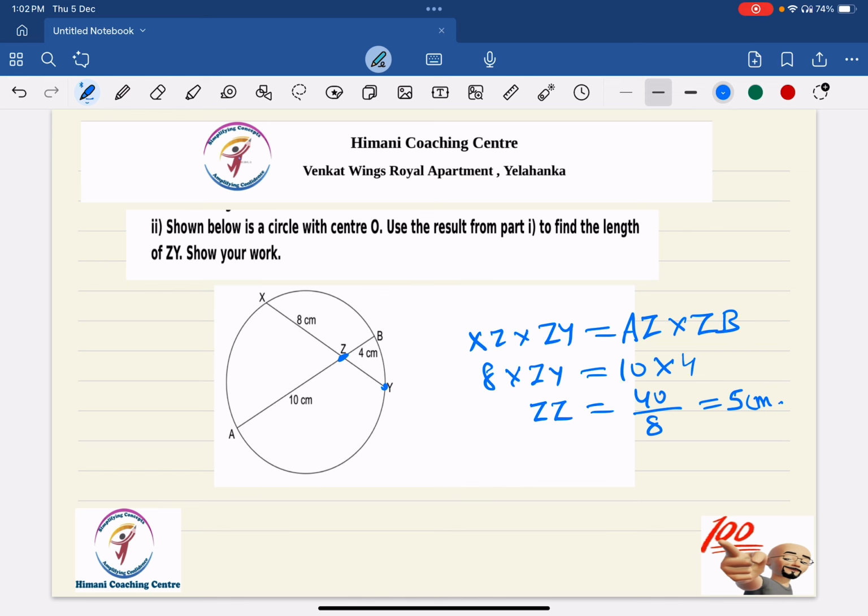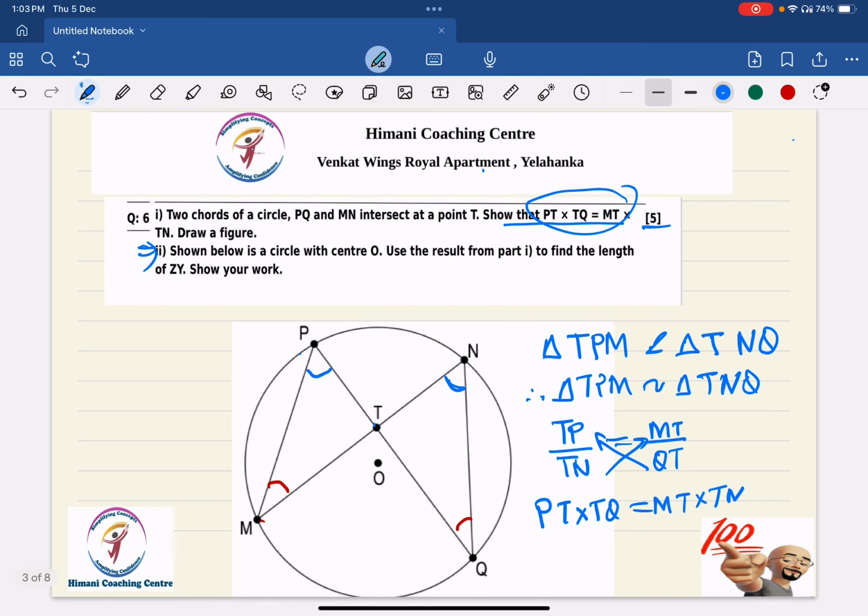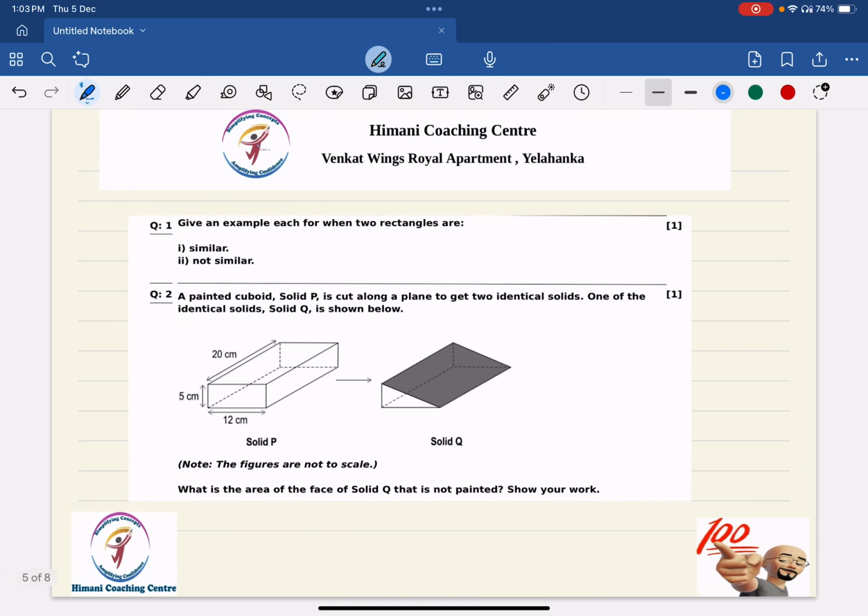Okay. Again, the question is from triangles, but your knowledge of circles, which you learned in class 9th, is being tested here. Now let us move to 1 marker questions. The first question is very simple. It says give an example each for when two rectangles are similar.